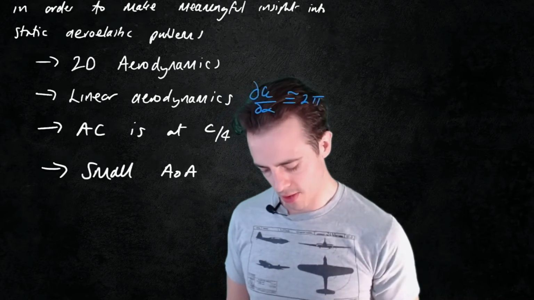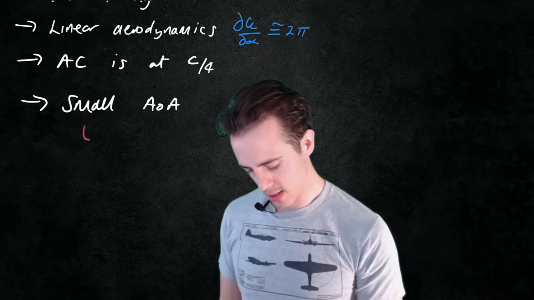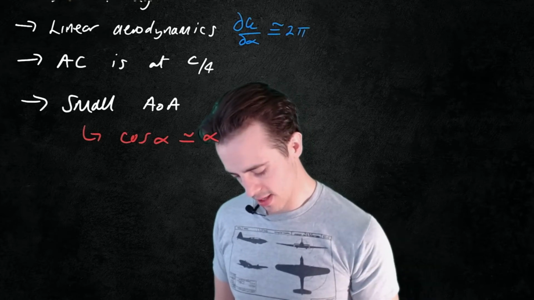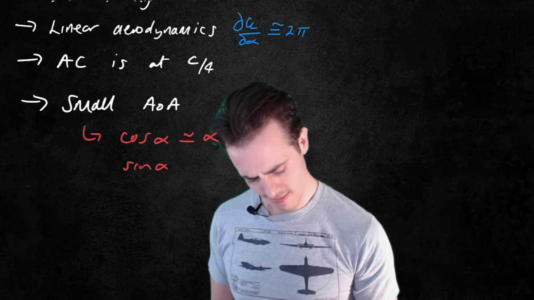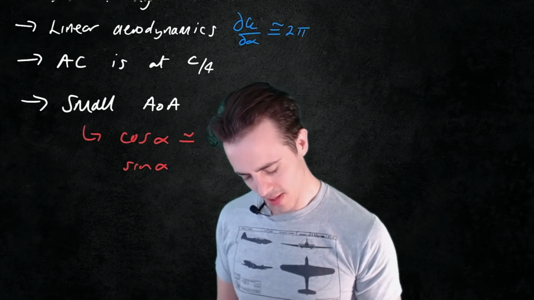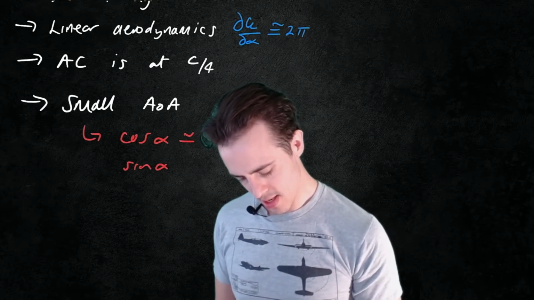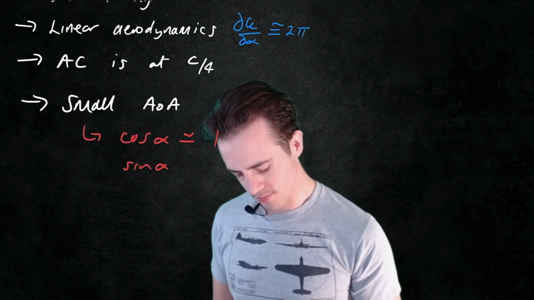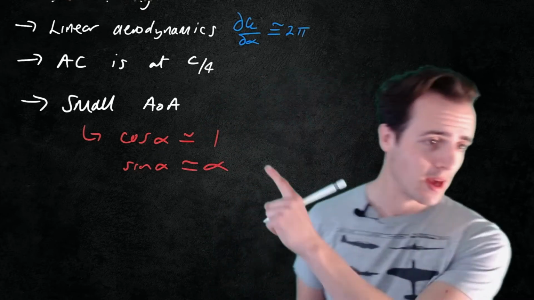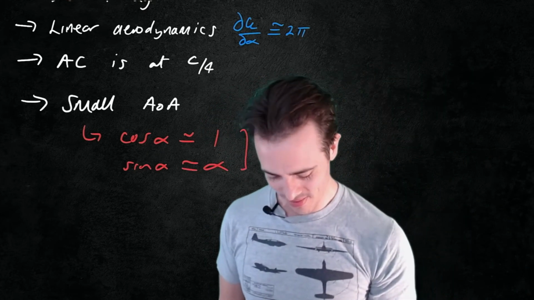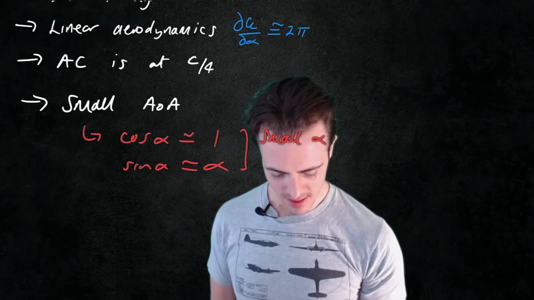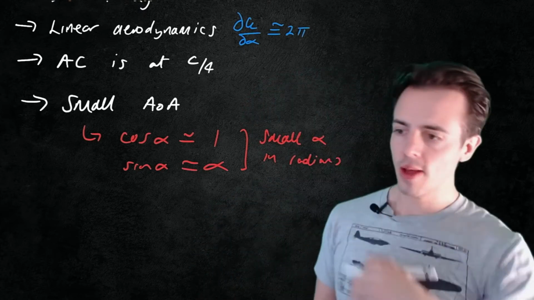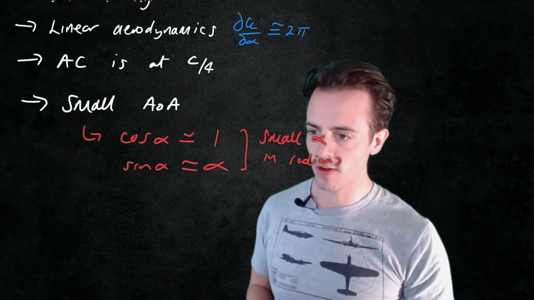Okay, and we make the small angle assumption because that enables us to say that cosine alpha is approximately equal to 1, and sine alpha is approximately equal to alpha. I'm getting my own small angle assumption there. And this is in radians, okay? So the small angle assumption is pretty valid up to anywhere up to about 15 degrees, depending on the case.